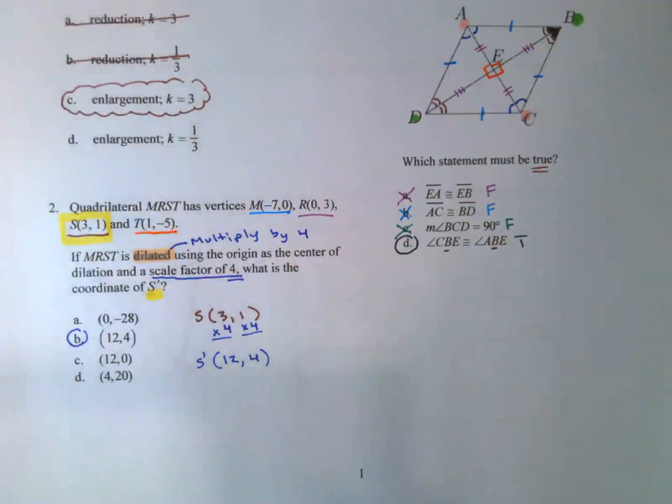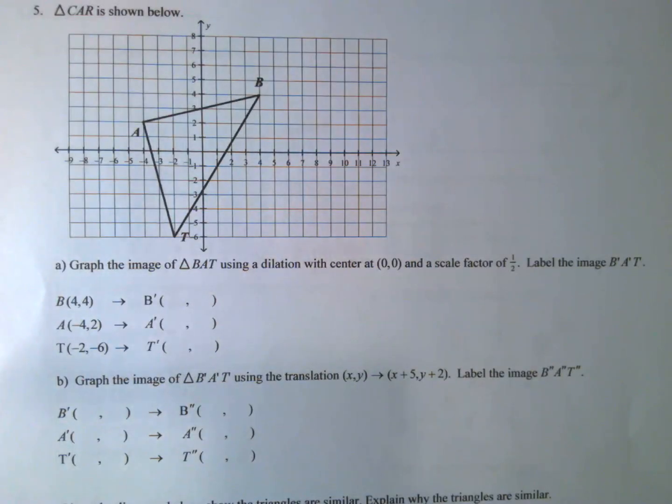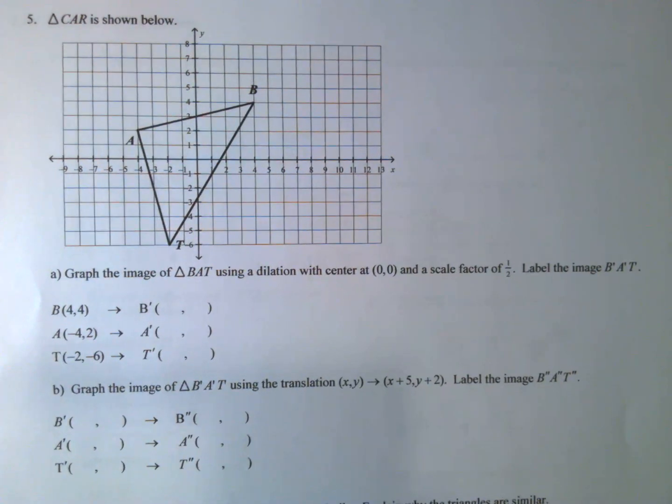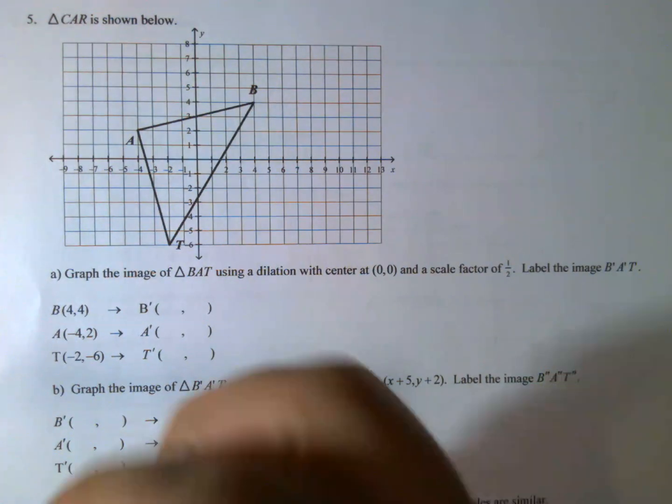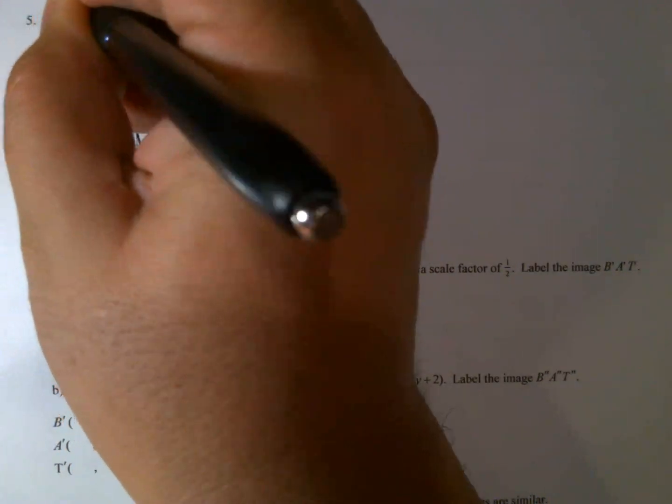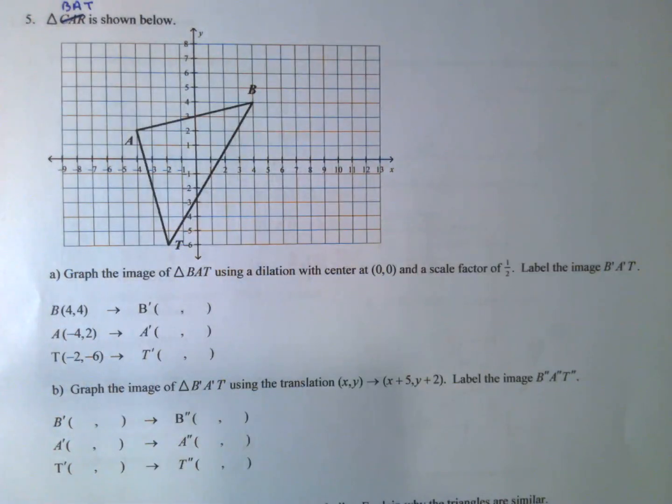So you should have your word wall ready, of course, ready to go for the test. We have two more problems to do, but again, have that word wall handy, have that Desmos ready to go. Now look at the backside of this paper. It says triangle car. I believe that's a typo. That should be triangle bat is shown below. So we have triangle bat, and it's already there for me.